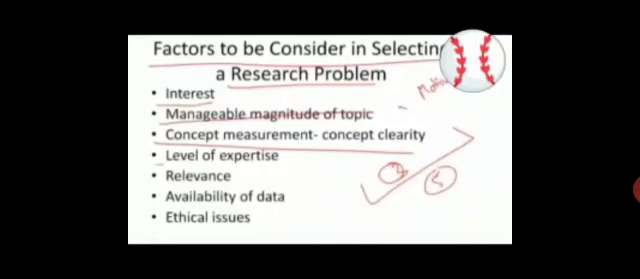Next point is level of expertise. That means you have to select a topic in which you are expert. For example, you are expert in English language teaching, or you are expert in corpus linguistics research, or you are more expert in discourse analysis. According to your expertise or level of expertise, you have to select your research problem so that you can manage it in a very good way.